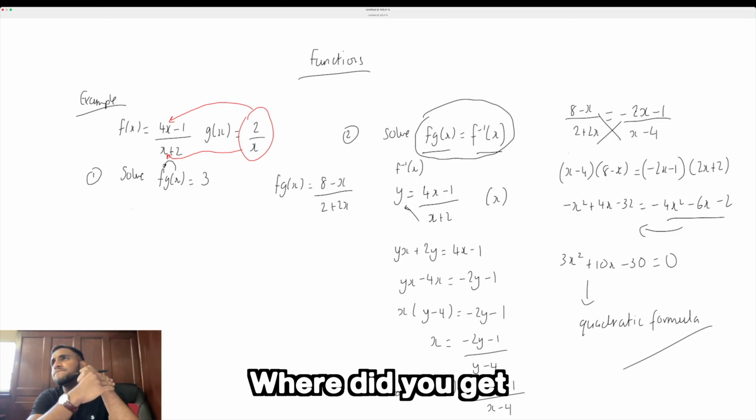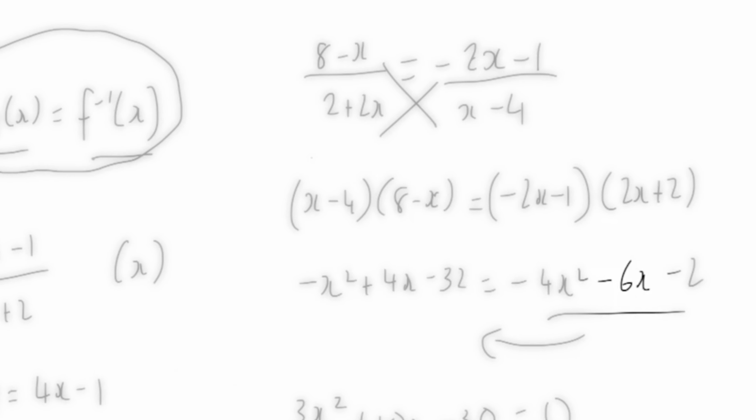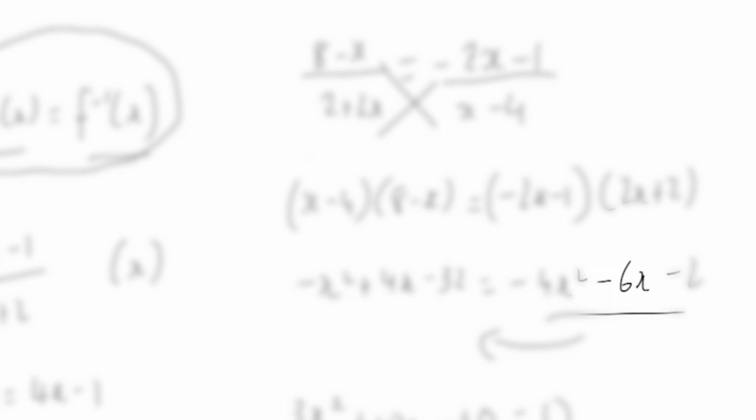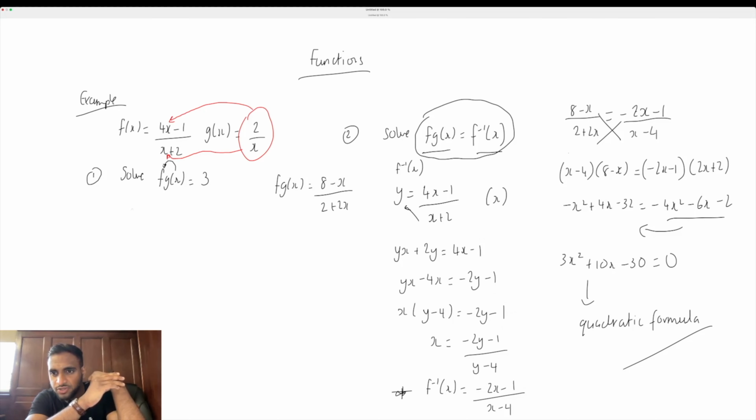Wait, where did you get minus 6x from? Where did I get minus 6x from? That is a good question. Minus 2x times 2 is minus 4x. Minus 1 times 2x is minus 2x. And minus 2x, yeah, okay. Drew, you can see, yeah?